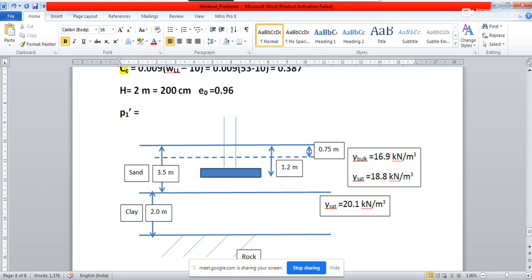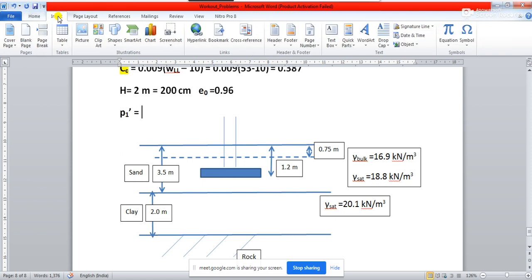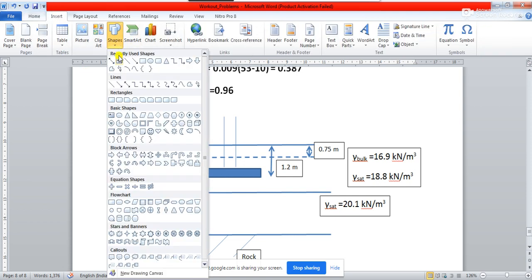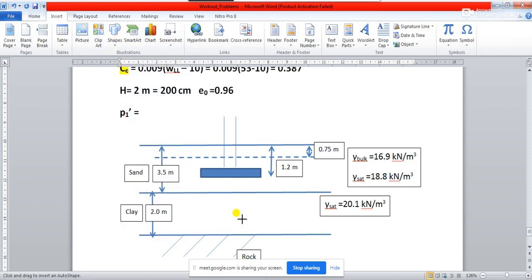So where you will have to find out P1 dash? Can anyone tell? At the middle of the clay stratum. Absolutely correct. Very good. Okay. So at the middle of the clay stratum we need to find out the overburden pressure.